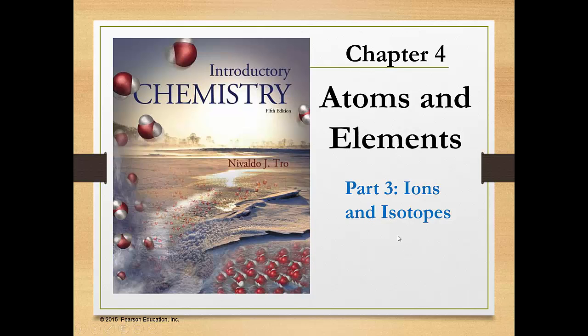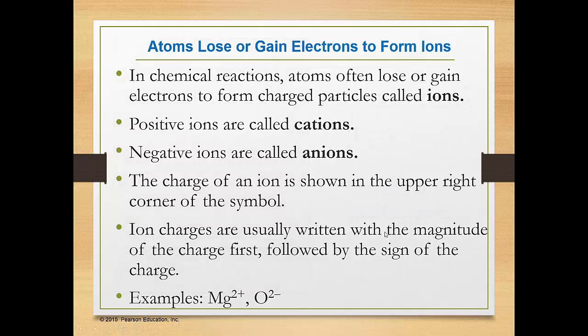All right, now we're in the home stretch of Chapter 4, dealing with ions and isotopes. So when we're looking at those elements on the periodic table, we're looking at elements in what we call their neutral state or their ground state, where they have the same number of protons and electrons. But those are not the elements that are going to be in the reactions. They're not going to react exactly as we see them in the periodic table.